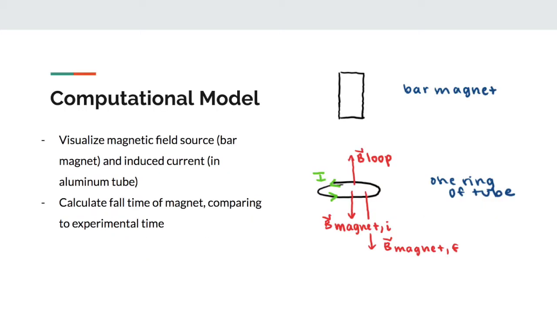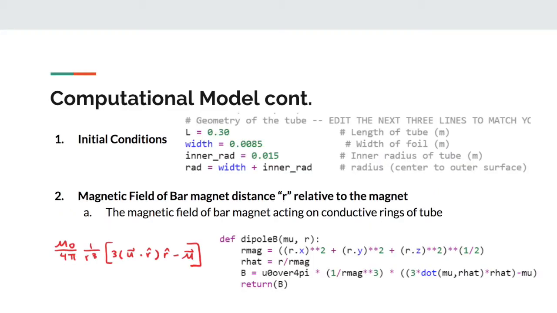With the computational model, our goal was to visualize the magnetic field source, the bar magnet, and the resulting induced current in the aluminum tube rings. That way we could calculate the fall time of the magnet and compare it to the experimental time. For the code, I first set my initial conditions that represent the geometry of the tube itself. Then, to find the magnetic field of the bar magnet, a distance r relative to the magnet, I used the equation for the magnetic field of a bar magnet acting on the conductive rings of the tube, which is represented by the off-axis magnetic field equation.